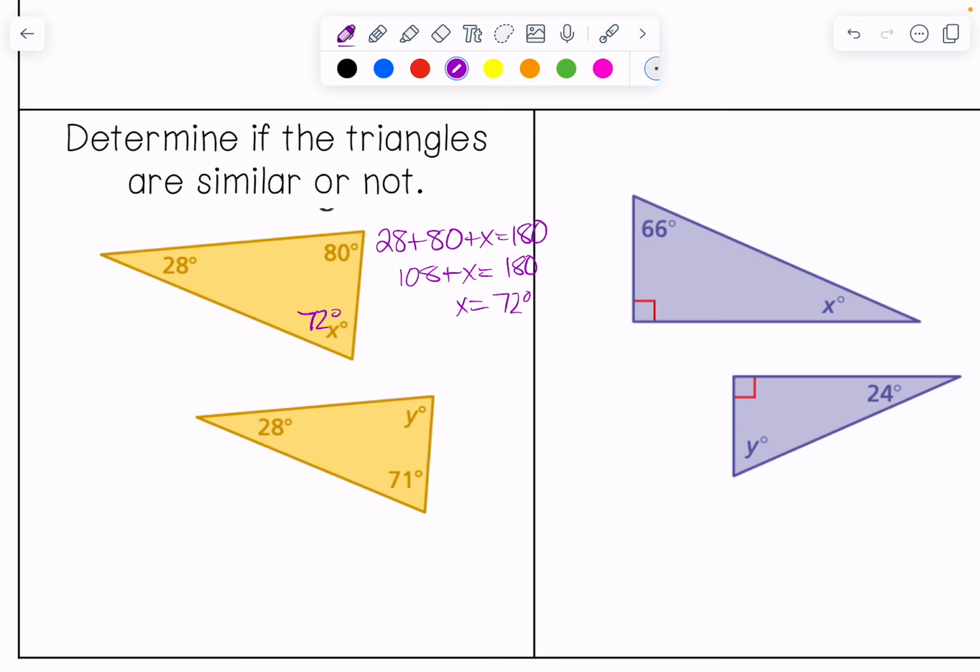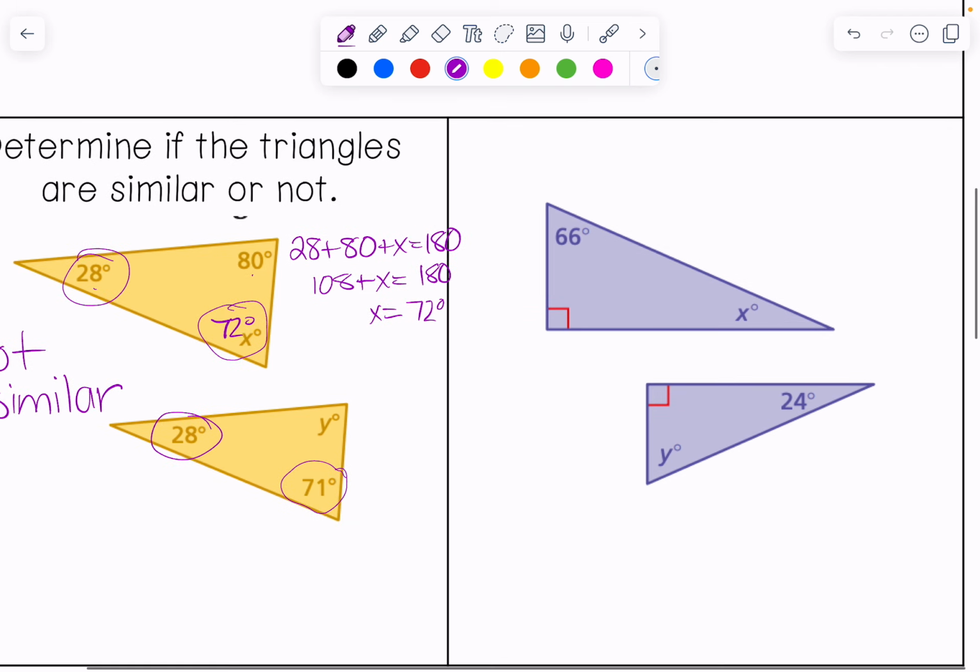So when I look at these two triangles, I see that they both have a 28-degree angle, all right? On the second triangle, I could go ahead and solve for y, but I actually have enough information right now to determine whether or not they're similar. They do have one congruent angle, but we have a 72-degree angle here and 80 degrees, and neither one of those matches up with that 71 degrees. Because there are not at least two angles congruent, these would be not similar triangles.